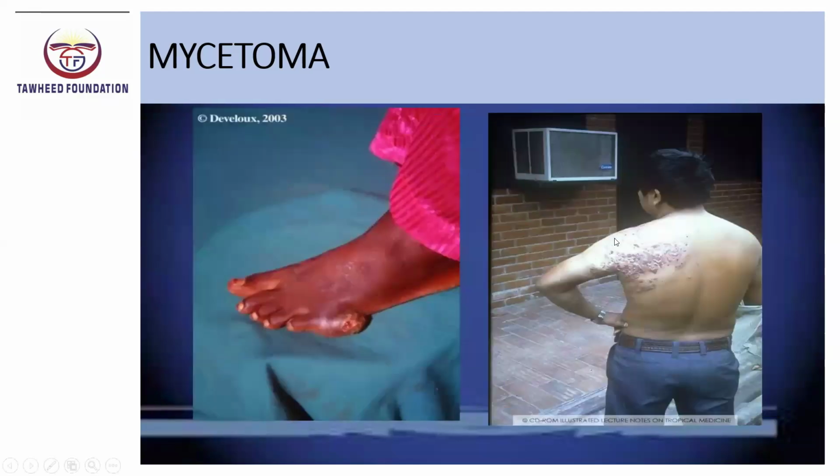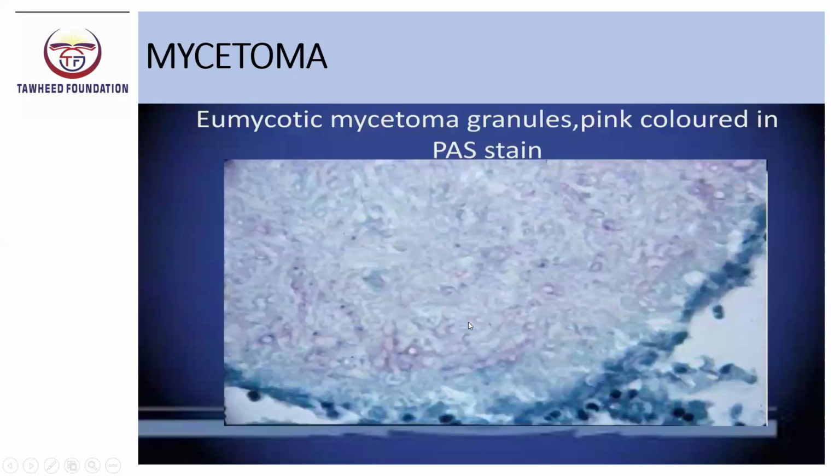You can see in this diagram how this fungal infection is caused on the feet, mainly on the feet and on the back. Eumycotic mycetoma granules are shown in this image, pink colored in PAS stain. This pink colored stain we studied in the last class.